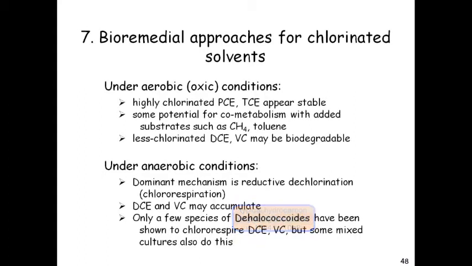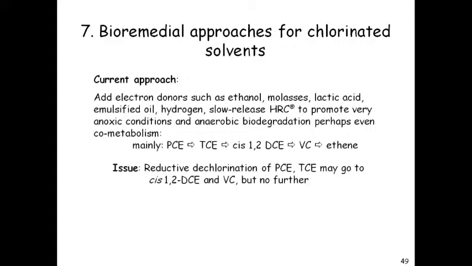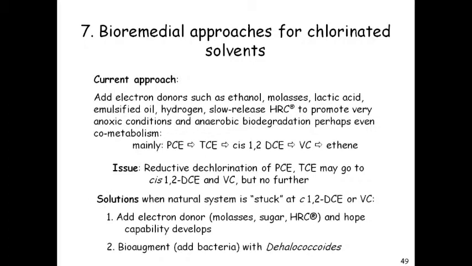And people have developed a number of cultures from natural systems in which this group of bacteria are active and can do all of the dechlorination anaerobically. So what approaches could we do? Well, there's really two approaches. First is to add electron donors to drive the system anaerobic, create methanogenic conditions, and those will promote dechlorination reactions. So we suggested PCE and TCE may stop at DCE and vinyl chloride. What do we do when the system's stuck?